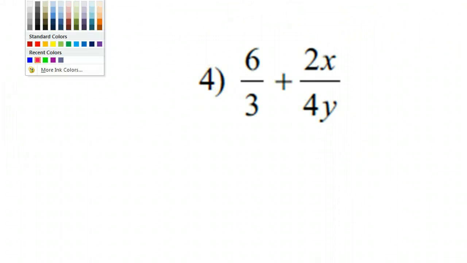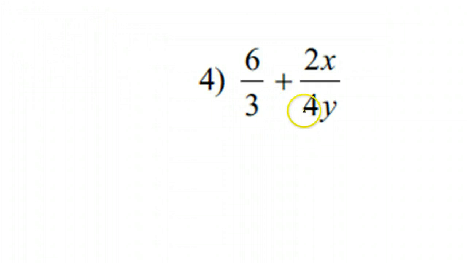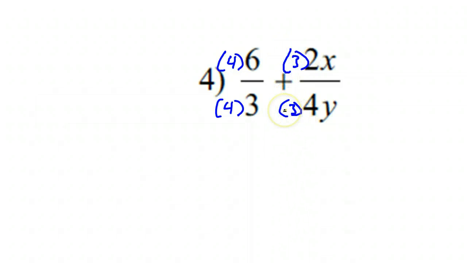Okay, let's go again, shall we? This side has a 4, this side doesn't, so I'll give it a 4, top and bottom. This side has a y. Well, let me do the 3 first. This side has a 3, this side doesn't have a 3, now it has a 3. This side has a y, so now the left side has a y. Now they both have a common denominator of 12y, so I can put them together.